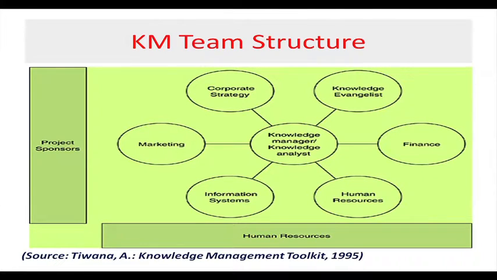Now, if you look at the structure, you have people from finance, HR, IT, marketing, corporate strategy. So, all these people are going to integrate their activities with the knowledge managers, who are going to have a team, and many organizations have created positions like chief knowledge manager or chief learning officer. These kinds of positions have been created, and they are going to form a team of people from cross-functional domains who are experts who can contribute to the KM system.